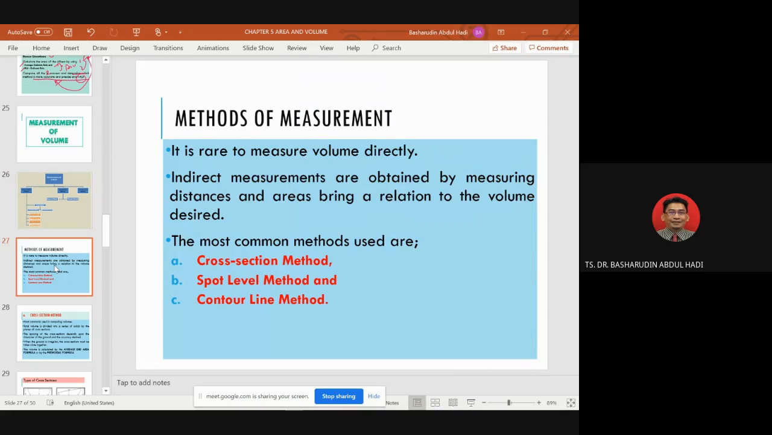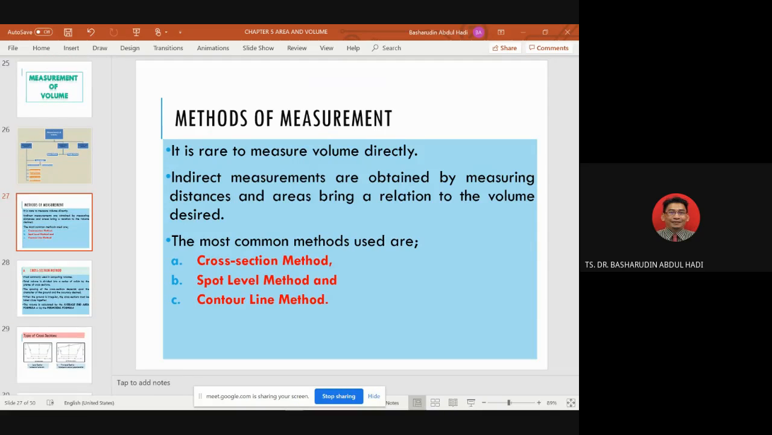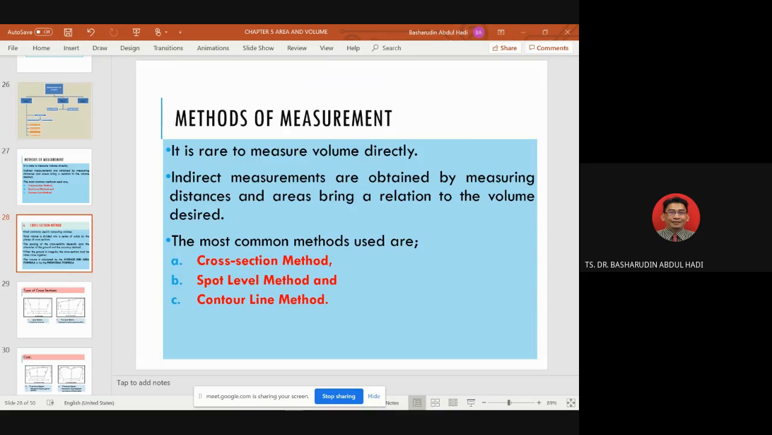The most common methods used are the cross-sectional method, spot level method, and contour method. It's rare to measure volume directly. Indirect measurements are obtained by measuring distance and area, bringing a relation to the volume desired. The most common methods used are cross-section, spot level, and contour line methods. This is the method of measurement.